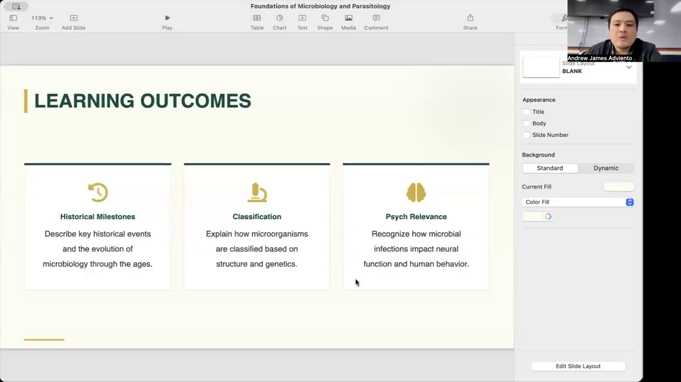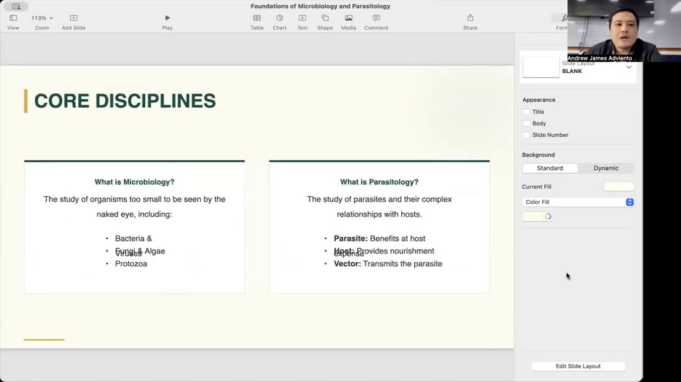So let's start with defining microbiology. Microbiology is the study of organisms that are too small to be seen with the naked eye. These include bacteria, viruses, fungi, protozoa, and algae. Not all microorganisms are harmful. Many are beneficial and also essential for life. However, some can cause disease, which makes their study important in health-related fields.